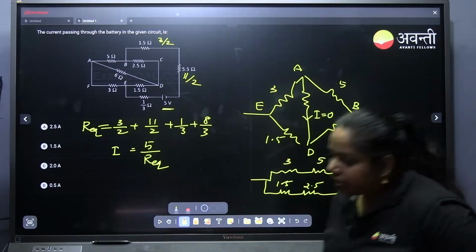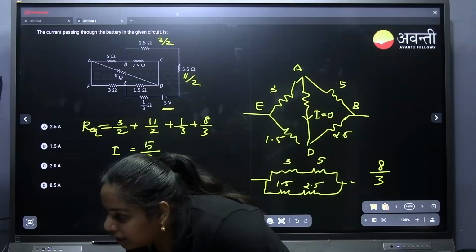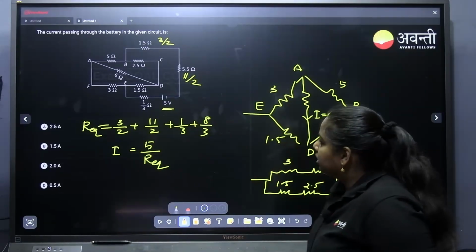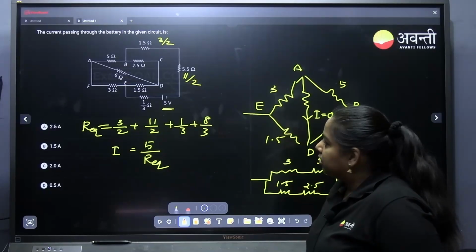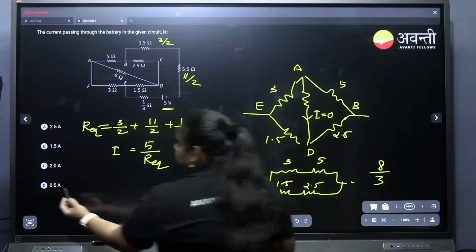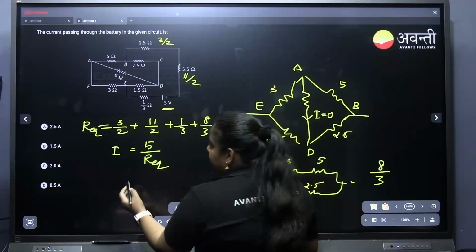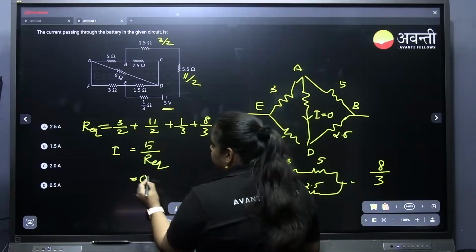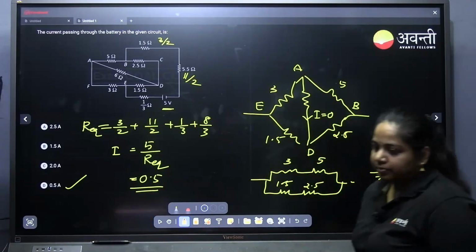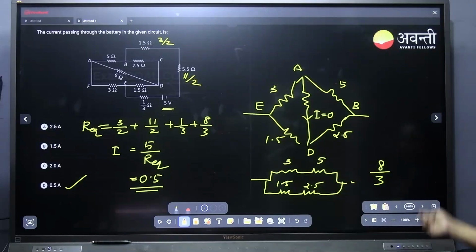Now find R equal to 10 ohm. Which R? Okay, this R equivalent. Okay, R equivalent 10 ohm. Yes, so this will be 5 by 10 equal to 0.5. That is our current. Okay, I hope you understood this.